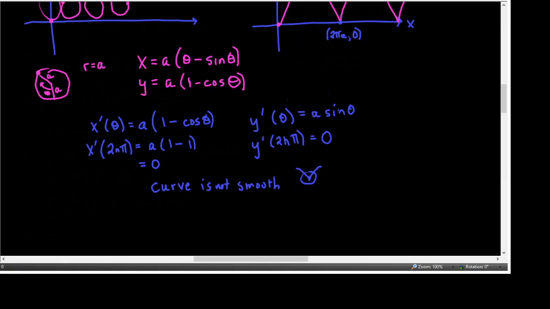The curve C is called piecewise smooth when it is smooth on each subinterval of some partition of I. So from 0 to 2 pi a, it's smooth, not at 0, not at 2 pi a, but everywhere in between it's smooth. That'd be kind of an interesting thing.